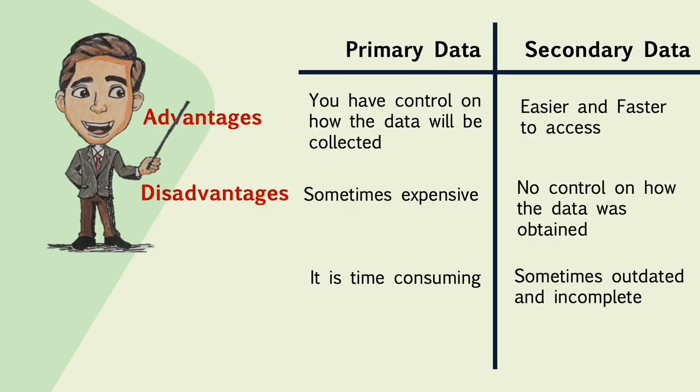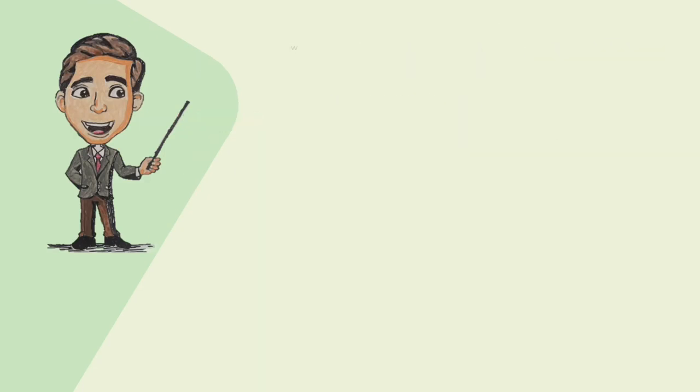Let us consider the advantages and disadvantages of these data types. In primary data, the researcher has the control on how the data will be collected. In a secondary data, the access is typically faster and easier. However, disadvantages of these data sources are also evident. Primary data is time-consuming and expensive, while secondary data is sometimes outdated and incomplete. Also, in a secondary data, the researcher has no control on how the data was obtained.